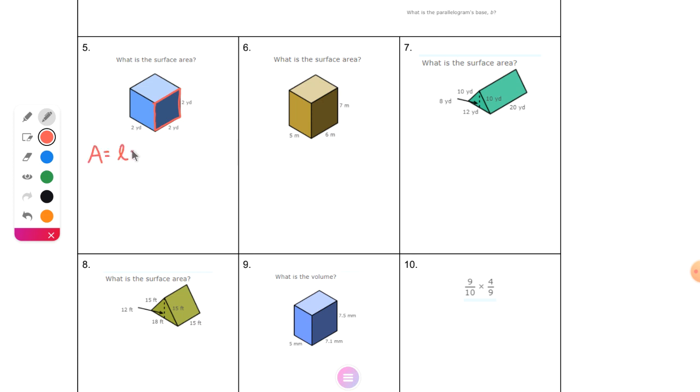Okay, length times width works. For a square, what is the length and the width of this square, Cooper? 2. So we have 2 times 2, which is 4.